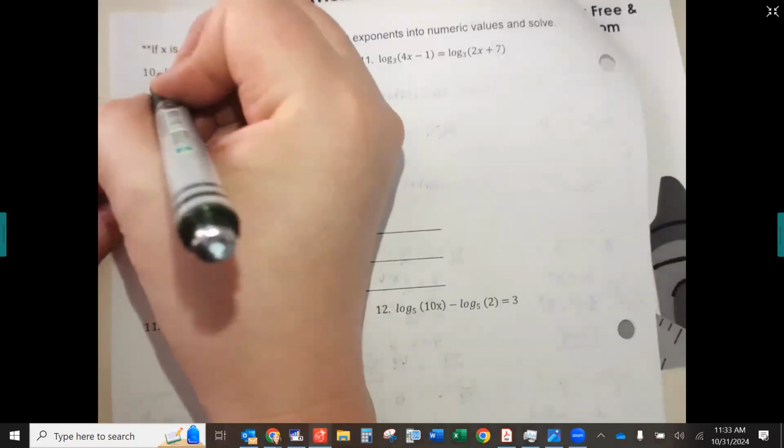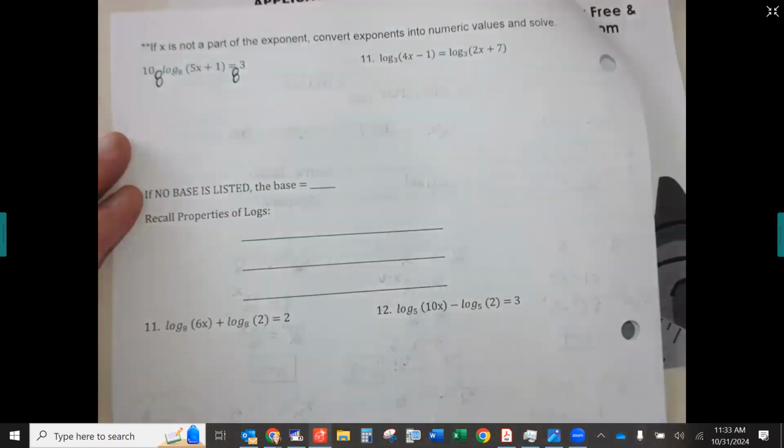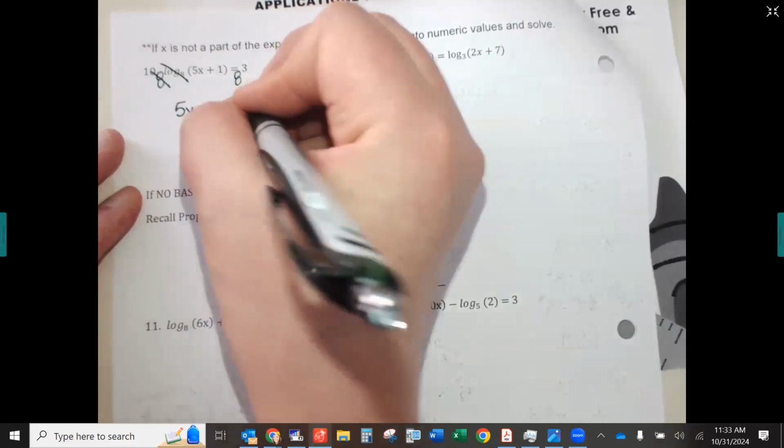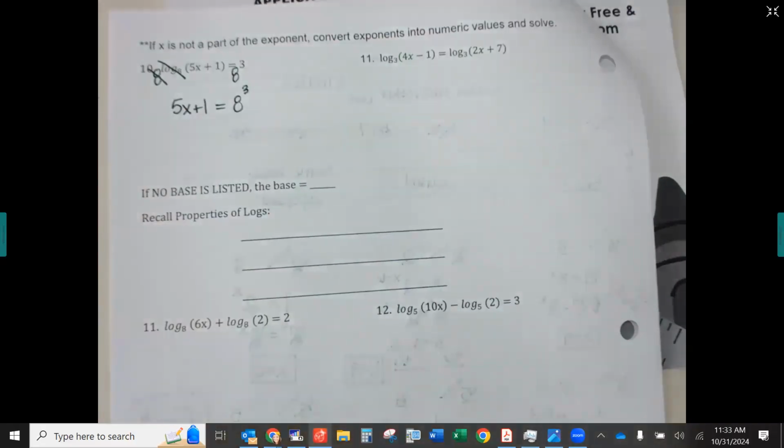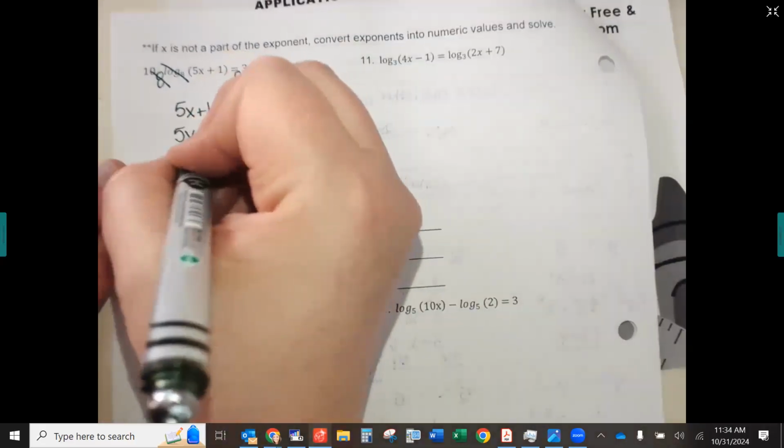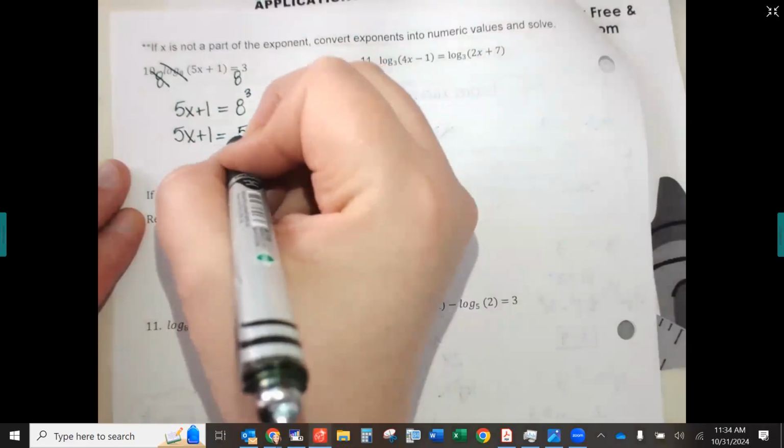Big 8 on both sides, so 8 and 8. These guys cross out. I have 5x plus 1 equals 8 to the 3. Okay, now at this point, I want you to notice where your x is. Is that a little x or a regular x? Regular, then I want this to go back to a regular number too. So look in your chart for 8s. What is 8 to the 3 as a regular number? So then I have 5x plus 1 equals 512.